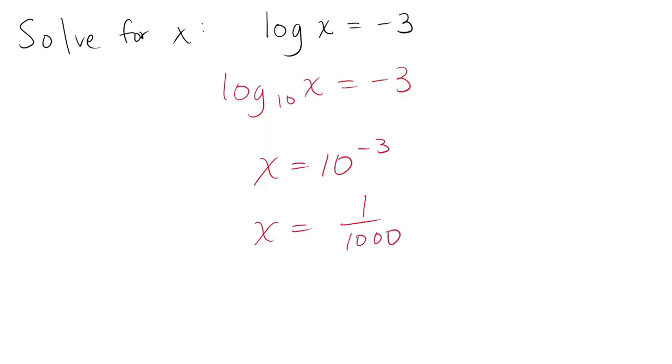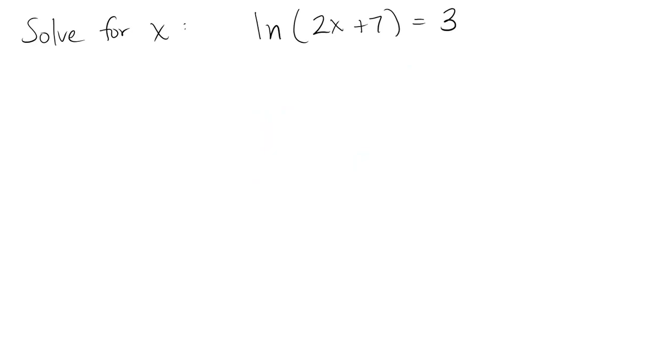Let's try one more logarithmic equation like that. The natural log of 2x plus 7 equals 3. Rewrite this in its exponential form, please. The base of the natural log is e. So when we rewrite this, we get 2x plus 7 equals e cubed.